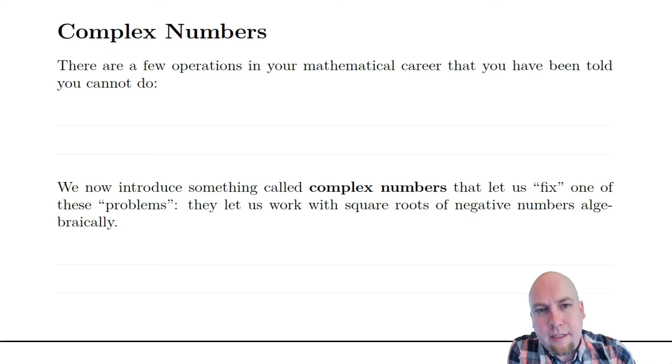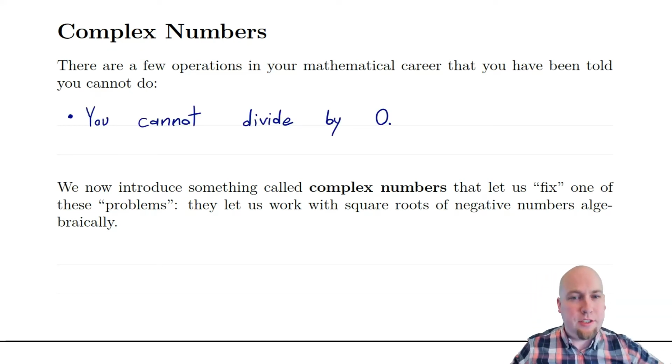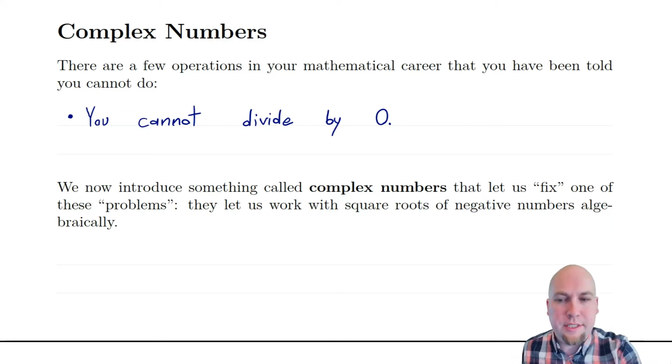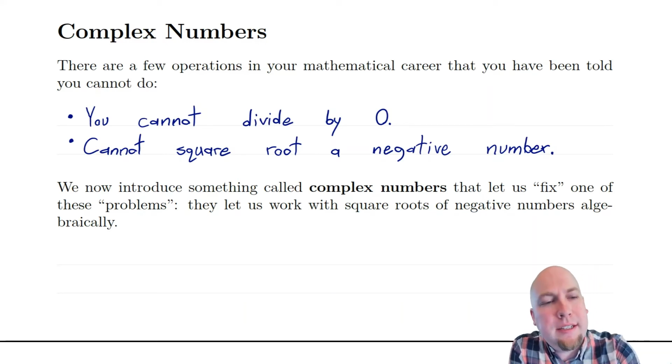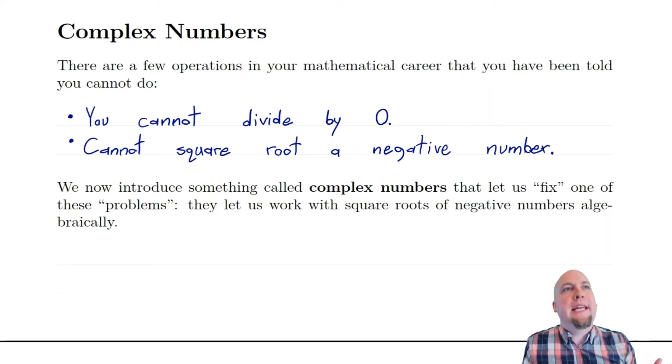Now, the idea here is that throughout your mathematical education, there have been a few things that you've been told that you cannot do. You've been told, for example, you cannot divide by 0. And you've been told that you cannot take the square root of a negative number. While these statements are true, sometimes there are ways around them, or sometimes they're only half-truths. For example, when you're told that you cannot take the square root of a negative number, really what we mean is that there's no real number that squares to a negative number. But that doesn't mean that you can't introduce a new type of number that squares to a negative number. And that's exactly what we're going to do.